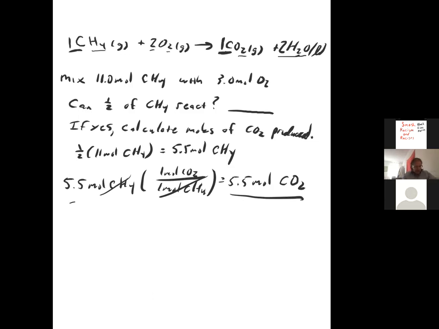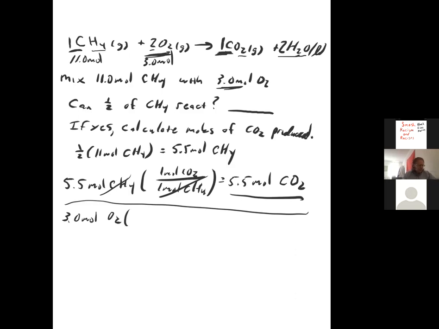But now we have to figure out based on the O2. Let's do this one. So for this one, we have 3 moles. And like I said, it's probably a good idea to put your moles up here just so that you can have them handy. So let's try the second one. 3 moles of O2. And now the relationship is 1 to 2.